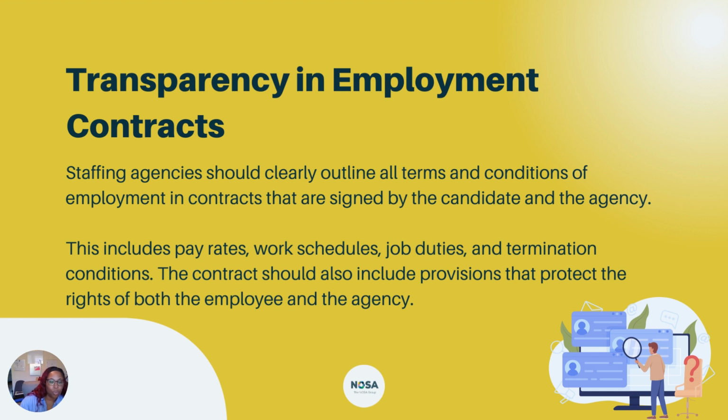In that case, we would definitely want to make sure that you include pay rates, work schedules, job duties, and any sort of termination or reduction conditions. I'll touch on that in a minute. The contract should also include provisions that protect the rights of both the employee and the agency. Termination conditions really are talking about where the employee may be on a contract with a 40-hour guarantee or 36-hour guarantee. You want to make sure the language includes, if the person worked less than those hours, what that process looks like.